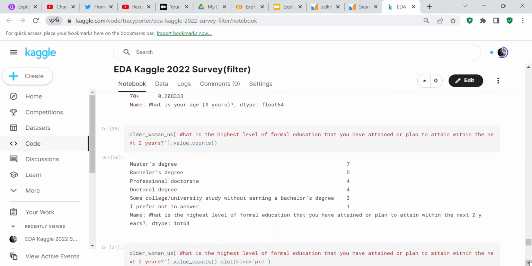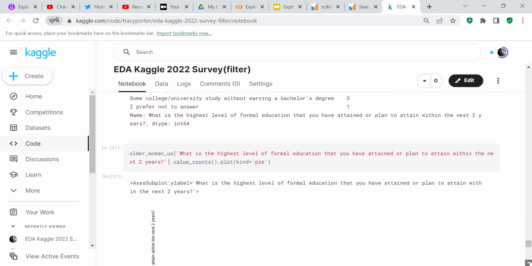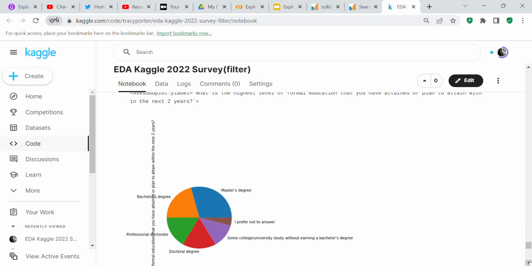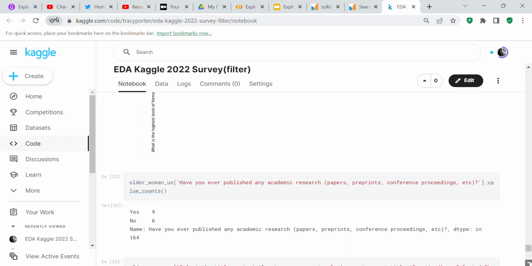And what I wanted to check was the highest level of education. A master's degree was 7, a bachelor's degree was 5, professional doctorate was 4, and doctoral degree was 4. Some college or university was 3, and prefer not to answer was 1. So you had really highly educated women. We put this on a pie chart, and you can see the master's degree was the largest.